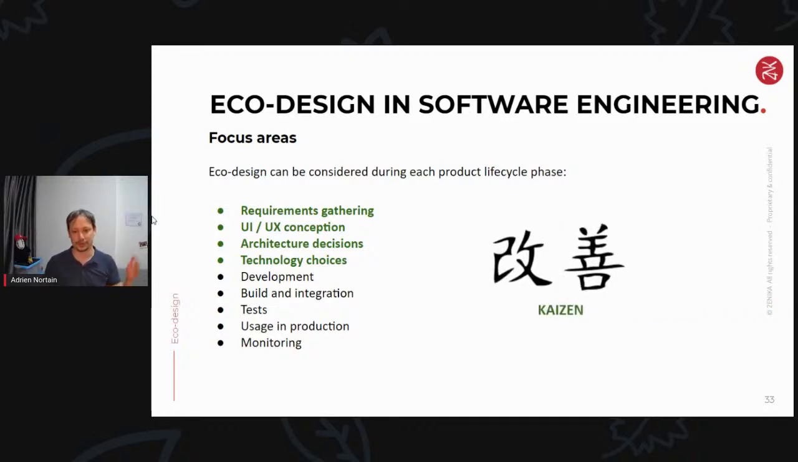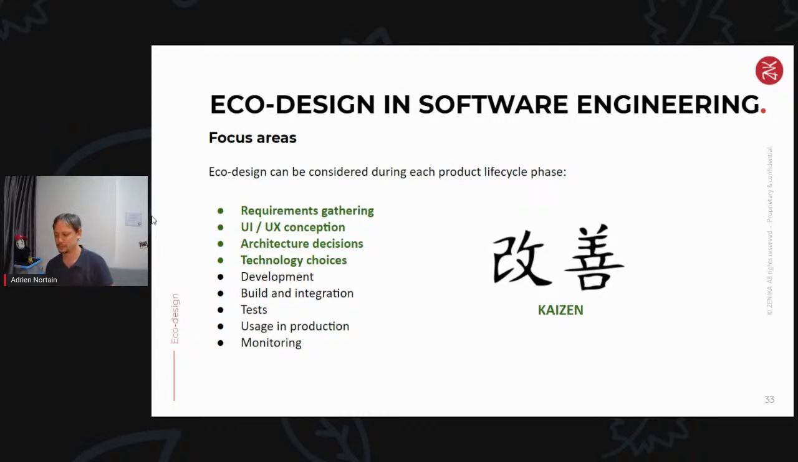We have requirements gathering, UI UX conception, architecture decisions, technology choices, development, build and integration, tests, usage in production, and monitoring. And of course, you also have decommission. I do not talk about it here, but I will talk about it later. This is software lifecycle, and that's huge, right? That's pretty complex. We got a lot of things to worry about.